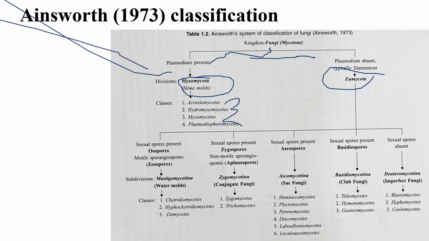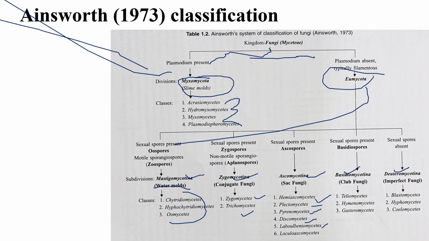Then the true fungi: Mastigomycotina, Zygomycotina, Ascomycotina, Basidiomycotina, and Deuteromycotina. Mastigomycotina, the water molds, come under Chytridiomycetes, Hyphochytridiomycetes, and Oomycetes. Zygomycotina includes Zygomycetes and Trichomycetes. Ascomycotina includes Hemiascomycetes, Plectomycetes, Pyrenomycetes, Discomycetes, Laboulbeniomycetes, and Loculoascomycetes. Basidiomycotina includes Teliomycetes, Hymenomycetes, and Gasteromycetes. Deuteromycotina are the imperfect fungi: Blastomycetes, Hyphomycetes, and Coelomycetes.